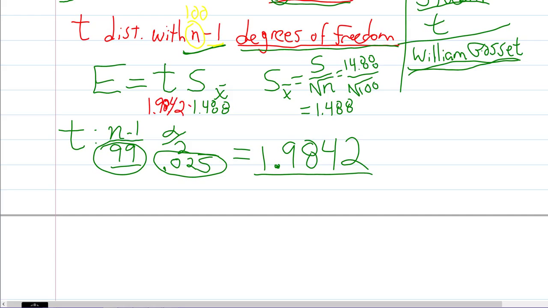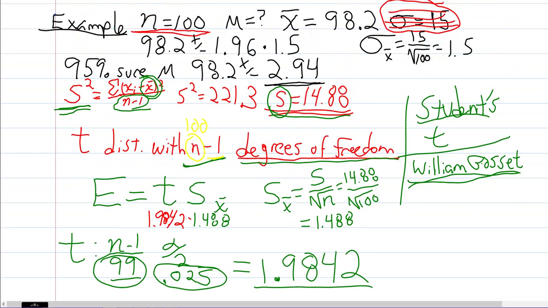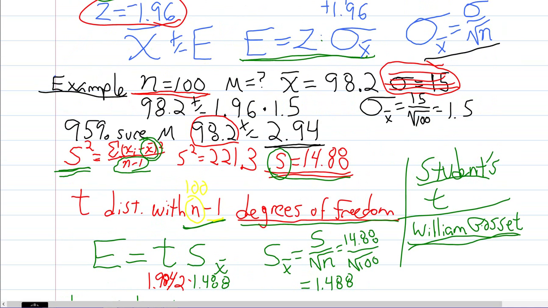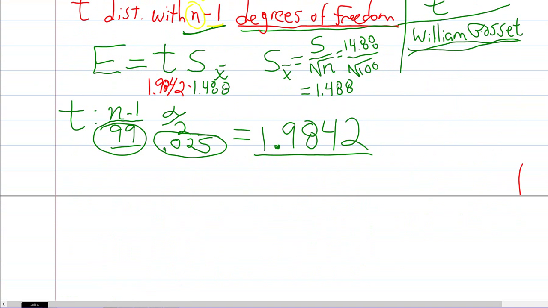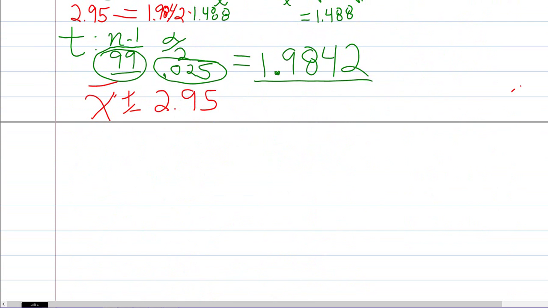1.9842 times our standard error of 1.488, and then we take our mean. Suppose we had the same sample mean, 98.2. To get our confidence interval, we just take the margin of error, 1.9842 times 1.488, which gives us a margin of error of 2.95. And then we would make our confidence interval by taking the sample mean plus and minus 2.95. And since our sample mean was 98.2, let's just plug that in there.